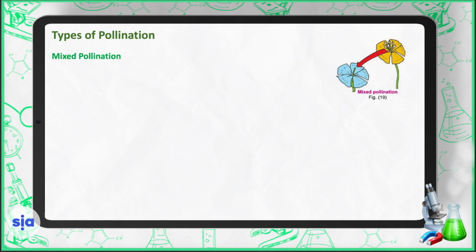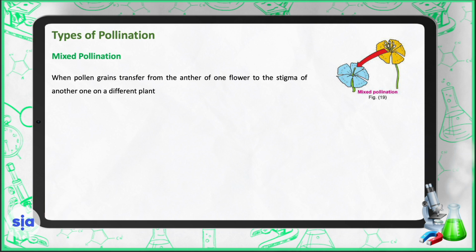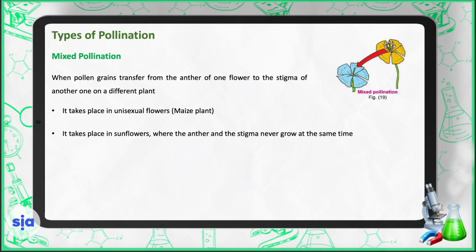Another type of pollination is cross-pollination, and this is when pollen grains transfer from the anther of one flower to the stigma of another one on a different plant. It takes place in unisexual flowers like maize plant, and also in sunflowers where the anther and the stigma never grow at the same time.